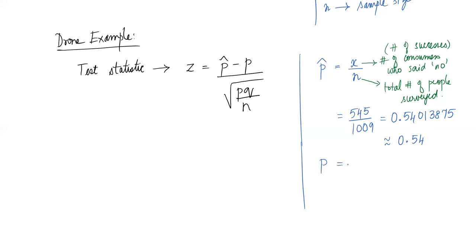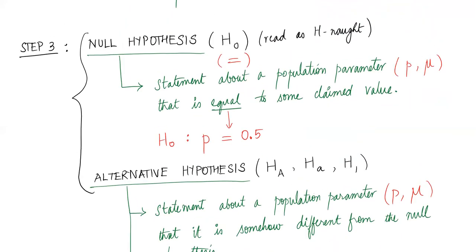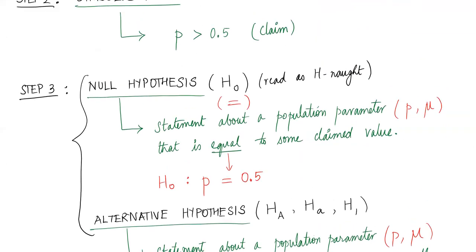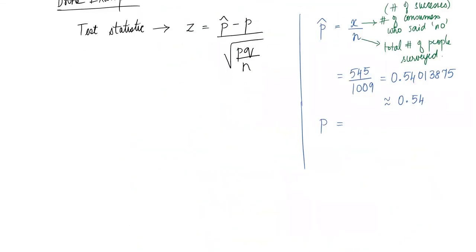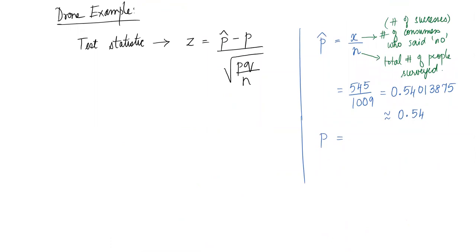P is the claim. P comes from the claim. So p is 0.5, right? That comes from your claim. The p is 0.5. You can see it in the null hypothesis. You can also see it in step 2 in your claim. The claim was majority. But from the majority, you understand that it must be more than 50%, but p is equal to 0.5. This comes from the claim. Once you have p, then you have q, which is 1 minus p, which is also 0.5.